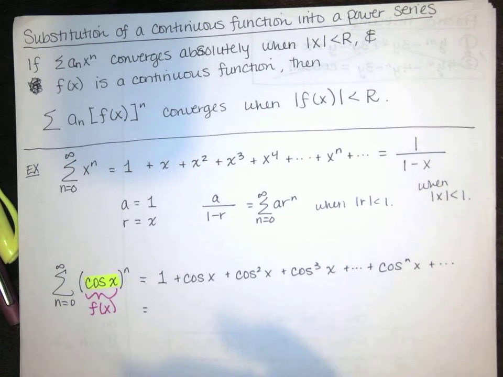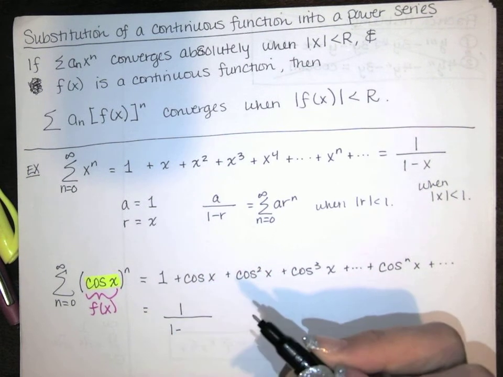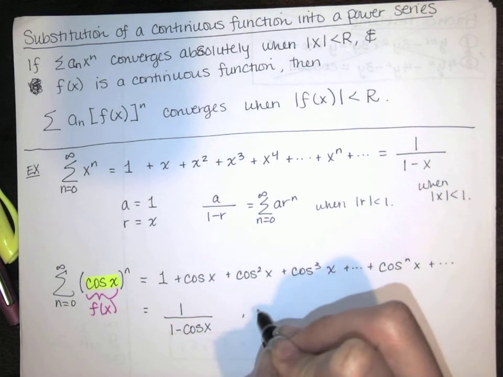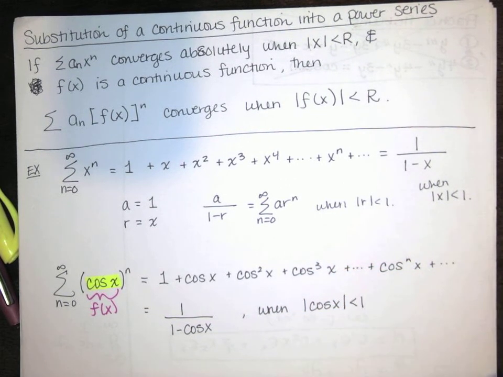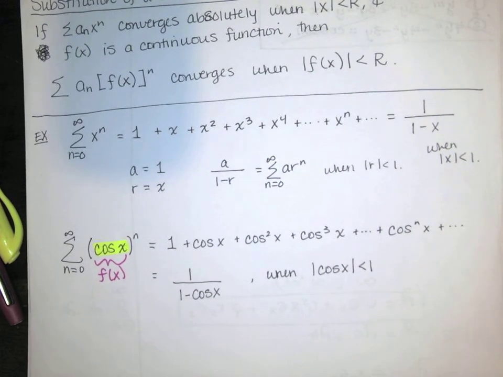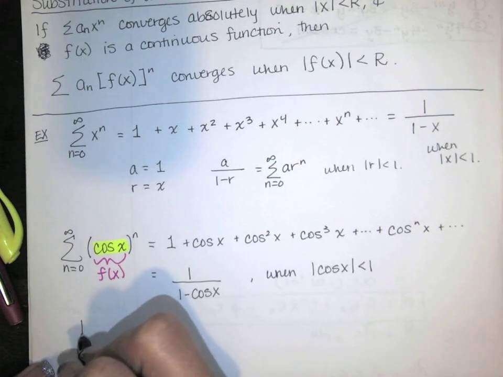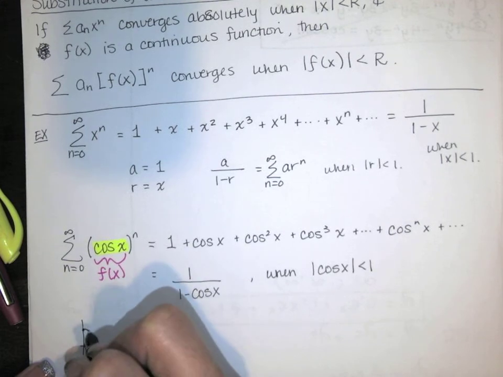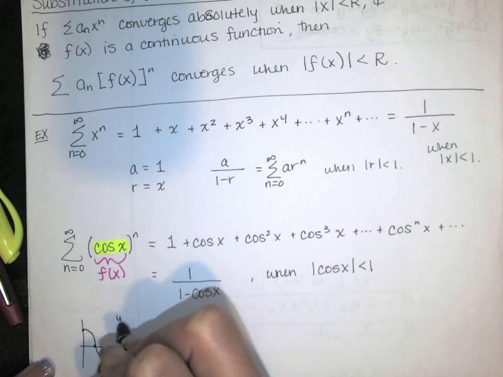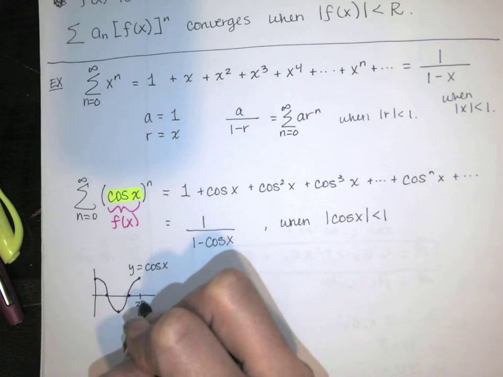So this converges, and because it's geometric, we know it converges to 1 over 1 minus the common ratio, which is cosine of x, as long as the absolute value of f of x is less than 1. Now we know that the absolute value of cosine of x is always between -1 and 1, except for certain values of x. So let's look at the cosine graph. We know it starts at its max, then it goes to 0, then it goes to its min, then back to 0, and then back to its max, and it just keeps repeating over and over again. So that's the basic cosine wave.